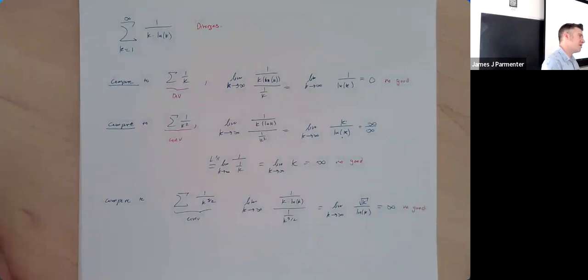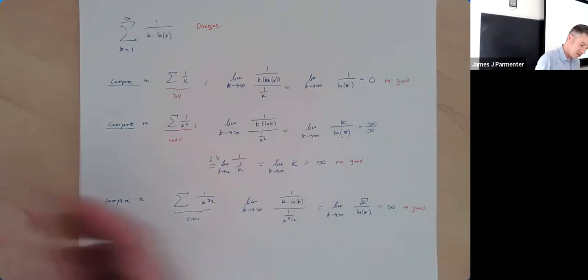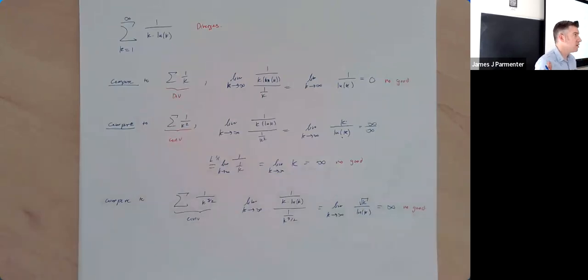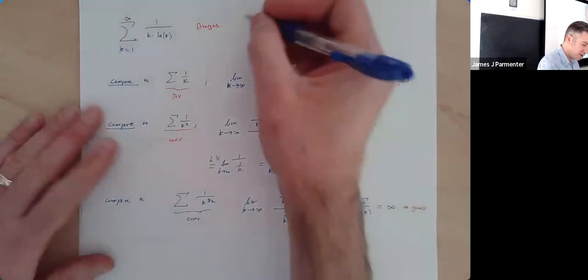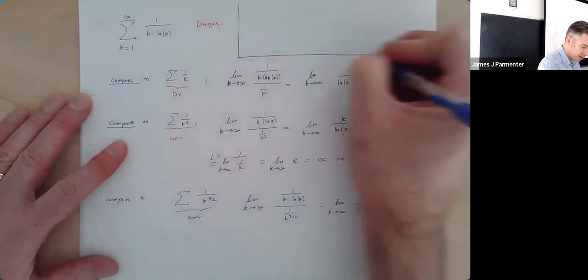There's a test that keeps coming to mind, and now I'm forgetting what it is. Can't use the ratio test. Where's the other test? Sorry, I lost it. Could we use direct comparison? Maybe. Yeah, maybe.